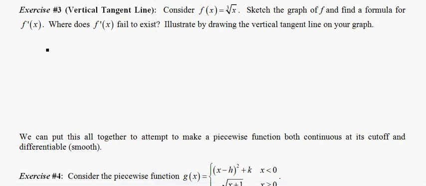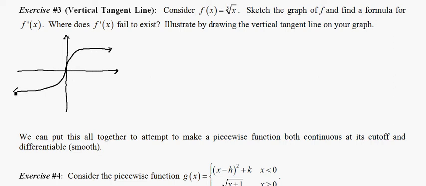So, the cubed root of x looks something as follows. Looks a lot like x cubed, but then goes something like that. So this is y equals the cubed root of x. You probably already know where it's going to have a vertical tangent line, but let's see that when we do the derivative. So pause the video for a second, find the derivative of y, and then simplify it.